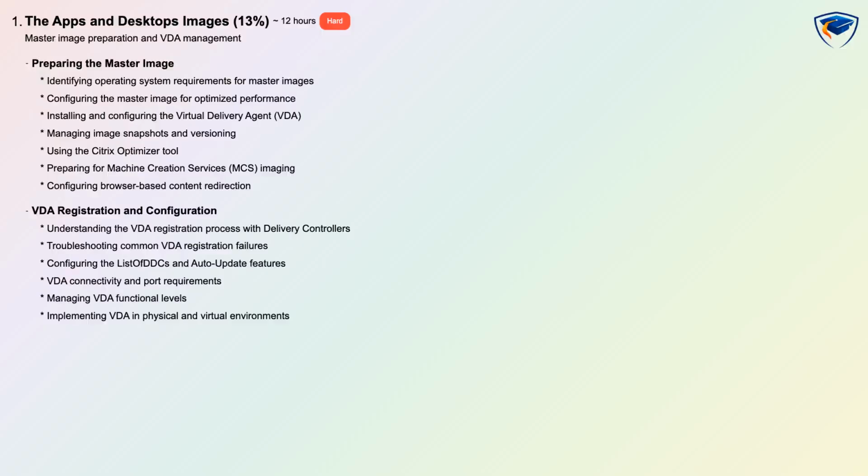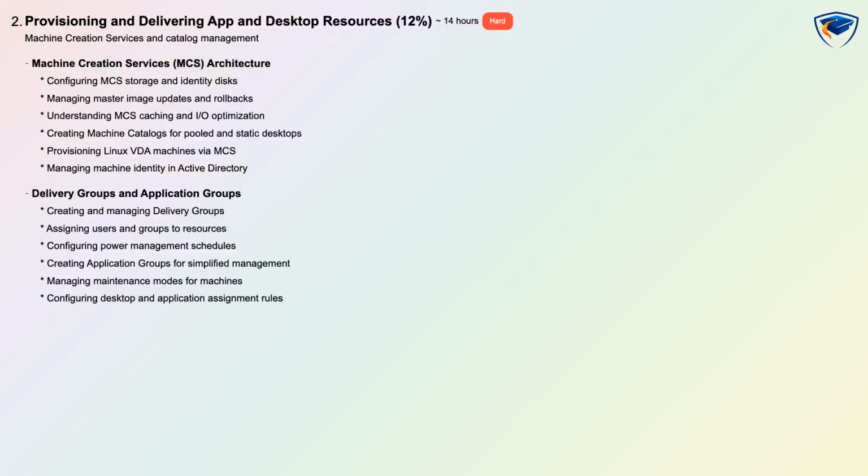Provisioning and delivering app and desktop resources is 12% of the exam. It focuses on machine creation services and catalog management, is hard, and estimates 14 hours. Expect deep coverage of MCS architecture including storage and identity disks, caching and I/O optimization, and updating or rolling back master images. You will learn to create machine catalogs for pooled and static desktops, provision Linux VDAs via MCS, and manage machine identity in Active Directory.